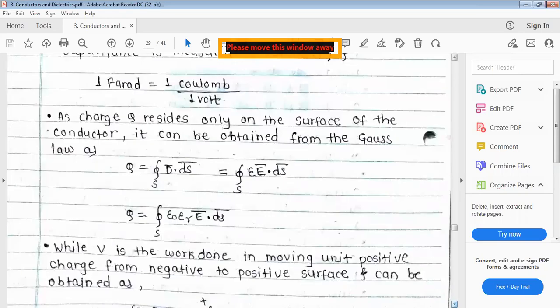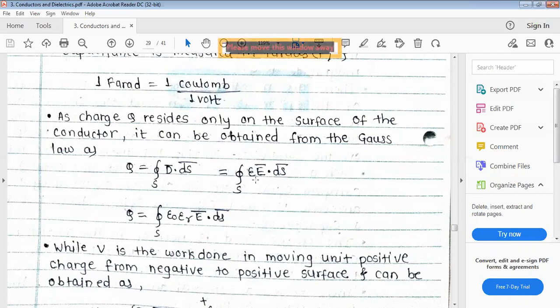Now, as charge Q resides only on the surface of the conductor, it can be obtained from the Gauss law. Gauss law in integral form: Q is equal to closed surface integral of D bar dot dS bar. Means when you are considering any closed surface, the charge on that surface is given by Q, which is equal to closed surface integral of D bar dot dS bar. And this is Gauss law. Then what is the relation between D bar and E bar? D bar is equal to epsilon E bar, right? So Q is equal to closed surface integral of epsilon E bar dot dS bar.